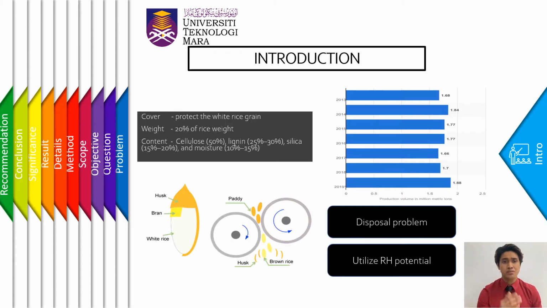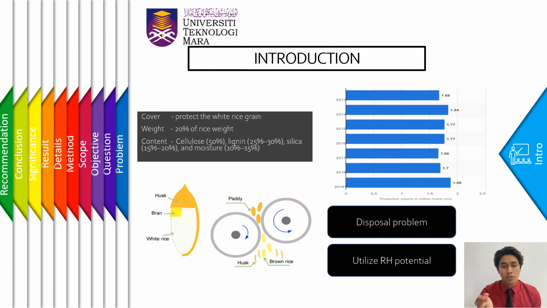This is the introduction. Malaysia is a country that is rich with biomass resources which have a variety of benefits or advantages. One of the biomass products is the rice husk, or in short form, RH. RH is actually the cover that protects the white rice grain, and the weight of RH is about 20% of the rice weight, and it has the content of 50% cellulose, 25 to 30% lignin, 15 to 20% silica, and 10 to 50% moisture.